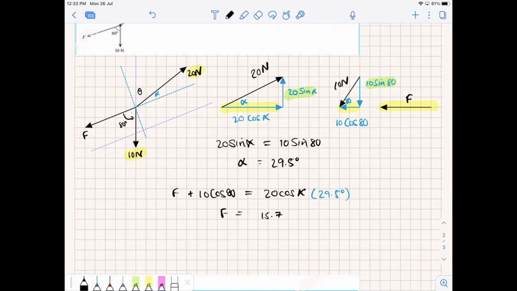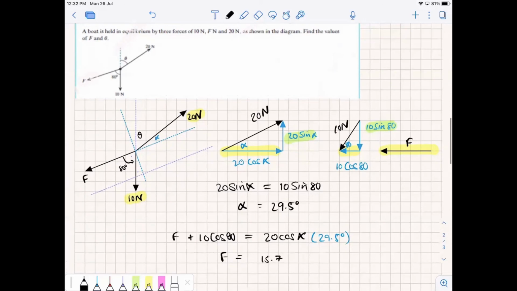We also had to work out angle theta. But I said in the beginning, you can see that alpha plus theta is equal to 80 degrees. And that's because they are vertically opposite. And so you can solve for theta just by taking 80 minus alpha, and you will get 50.5 degrees.